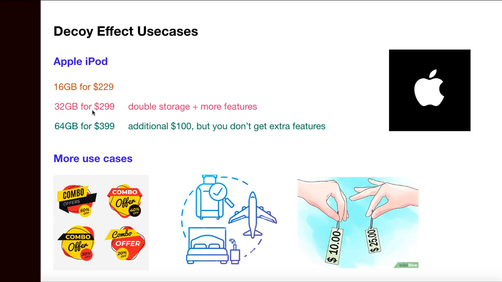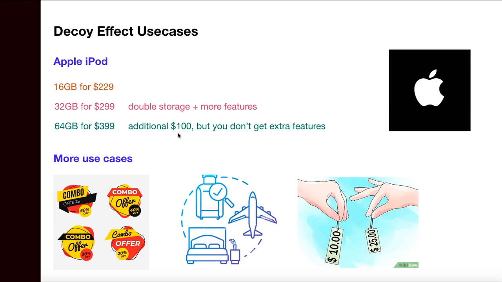You have 32 GB for $299, which is basically an extra $70. But you have double the storage, which is good, and you have more features, which is super good. But when you compare the 64 GB for $399 with the 16 GB for $229, it of course has an additional $100, but you don't get extra features.